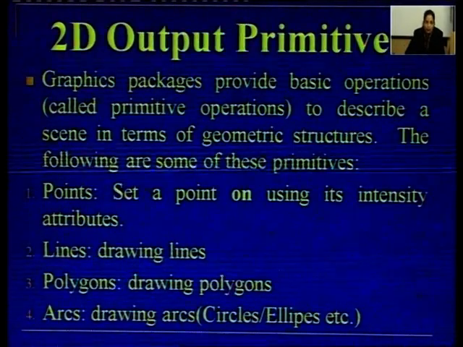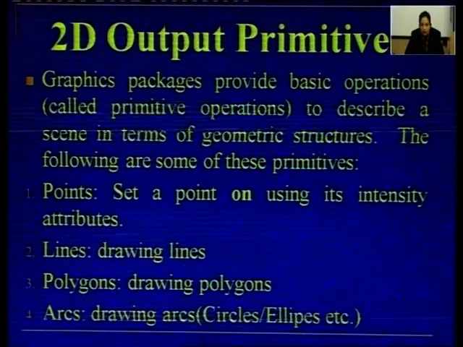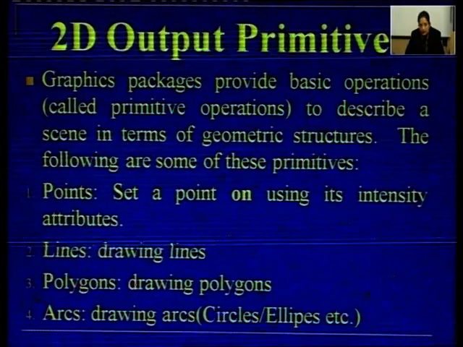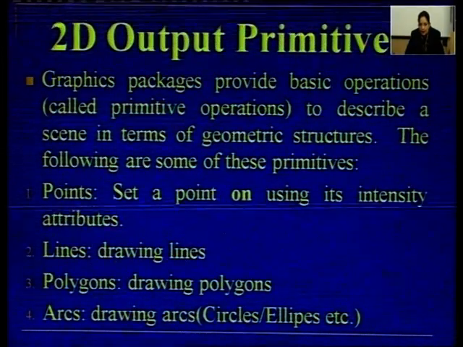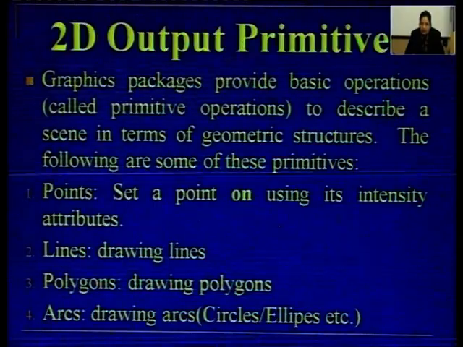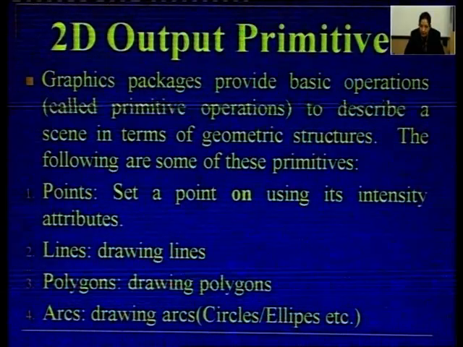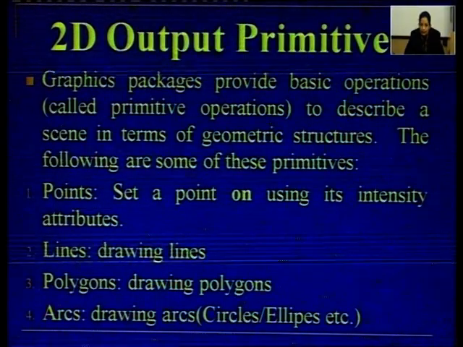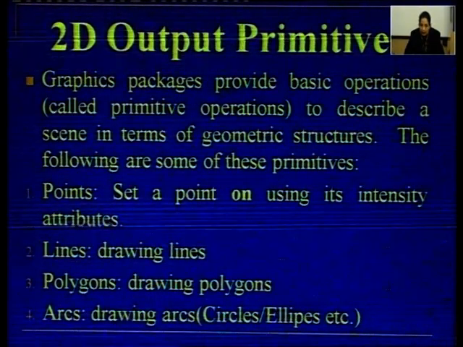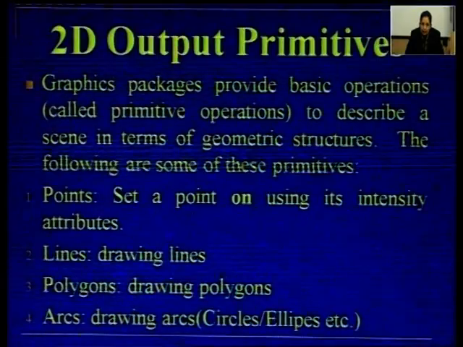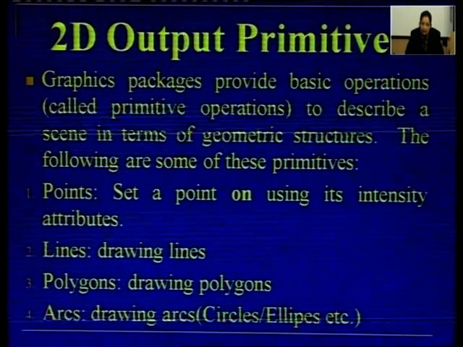So first of all, what are the 2D output primitives? There are various graphics packages which provide basic operations, which are the very basic operations to describe a scene in terms of geometric structures. These geometric structures are called the output primitives. The following are some of these primitives.